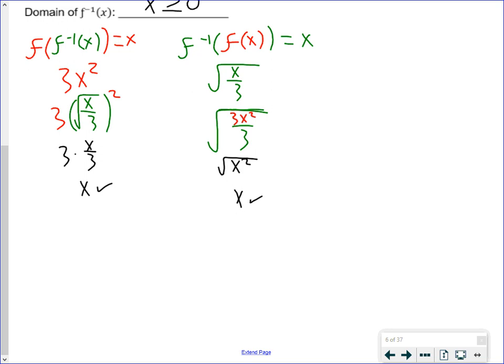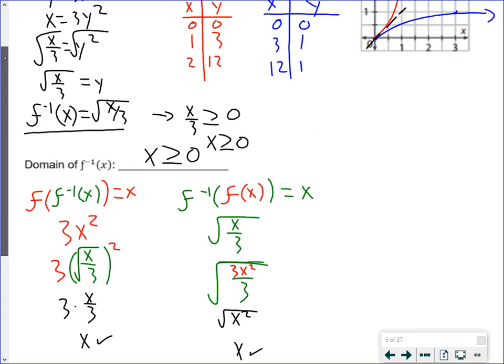Both parts of the composition are x. They both need to equal x for our composition to be true. And they do, so our composition checks out. We're good to go. Our inverse is actually our inverse.